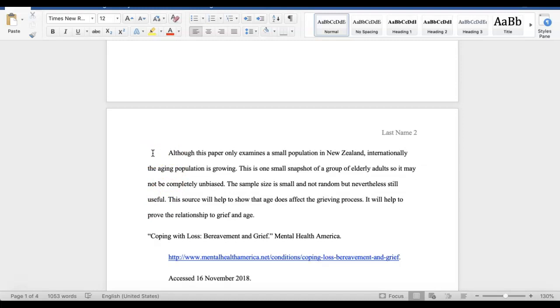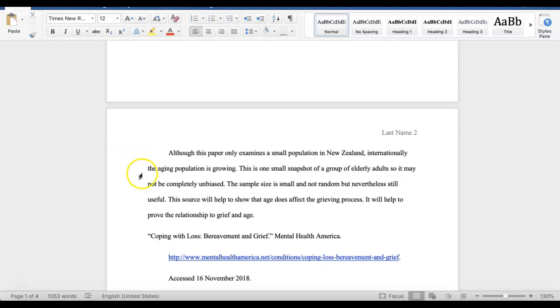This is one small snapshot of a group of elderly adults, so it may not be completely unbiased. The sample size is small and not random, but nevertheless still useful. This source will help to show that age does affect the grieving process. It will help to prove the relationship to grief and age.